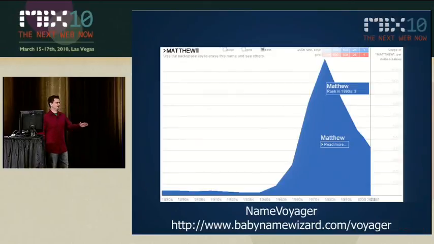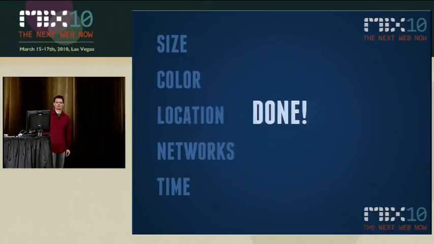This is a really simple time visualization, something you're probably all familiar with. Simple graph, just how many people named their child Matthew over the last 130 years. And big spike in the 60s, 70s. Okay. So that actually wasn't as bad, and I feel pretty relaxed here.